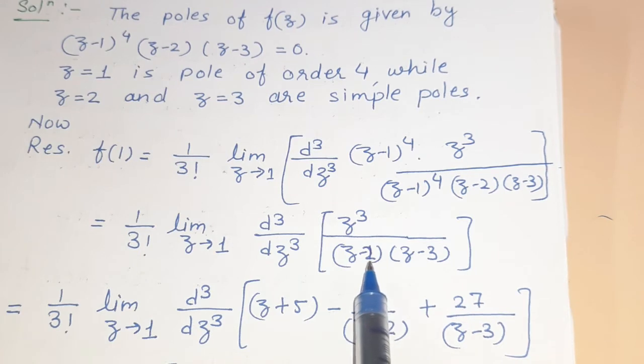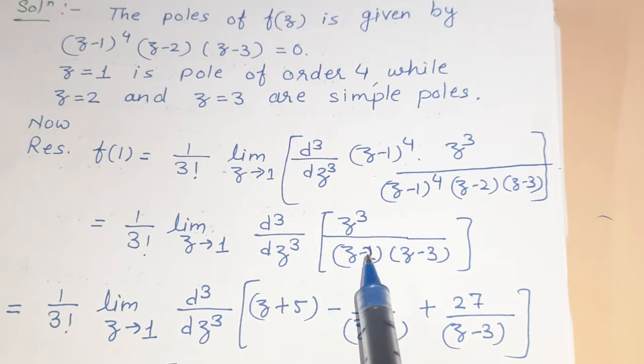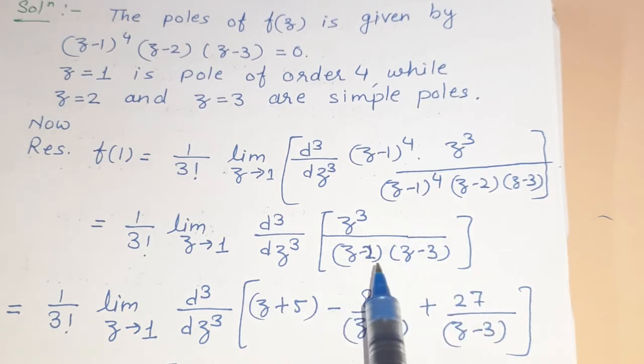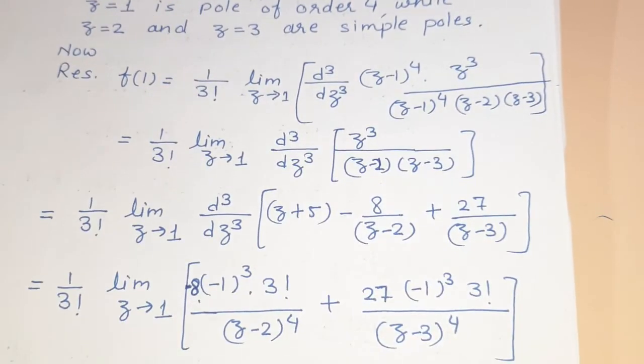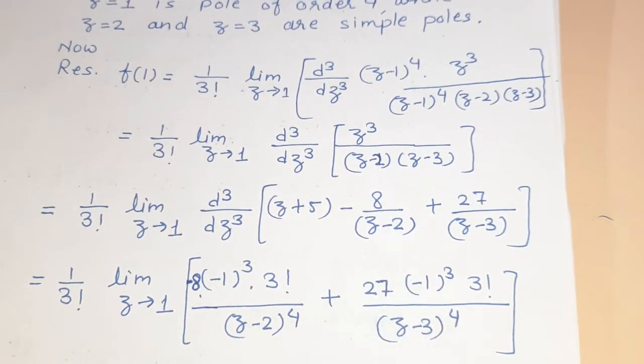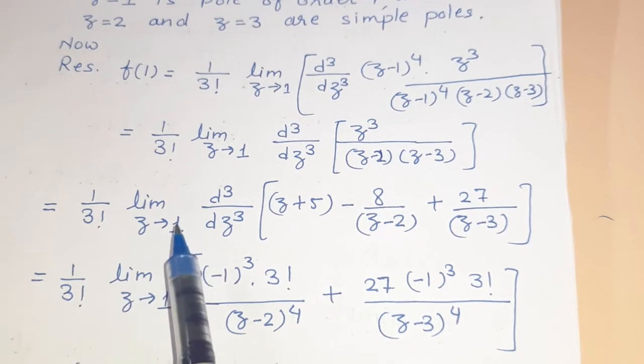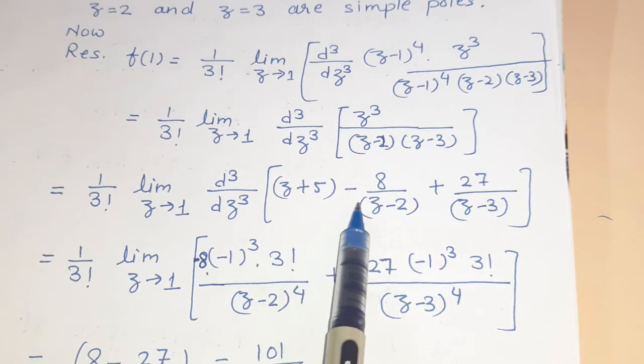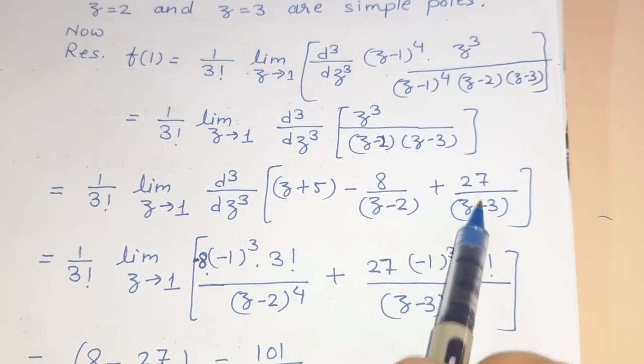Now we simplify this function by using partial fractions. You can see my previous video lecture on Taylor series and Laurent series, in which I have explained in detail how to do partial fractions of this type of function. I will give the link in the description box. It is an improper fraction actually. So after partial fractions, this function will become z plus 5 minus 8 by (z minus 2) plus 27 by (z minus 3).